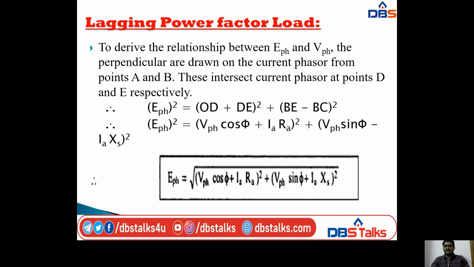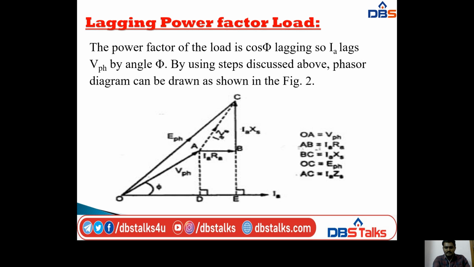Okay, and next, from this one I am writing E phase whole square is equal to... E phase, as you know already, is the induced EMF on no load. That is, E phase whole square is equal to (OD plus DE) whole square plus (BE minus BC) whole square. So this is the equation from the phasor diagram. OD is on the IA phasor, that is, on the armature current phasor line, I am taking the line OD.